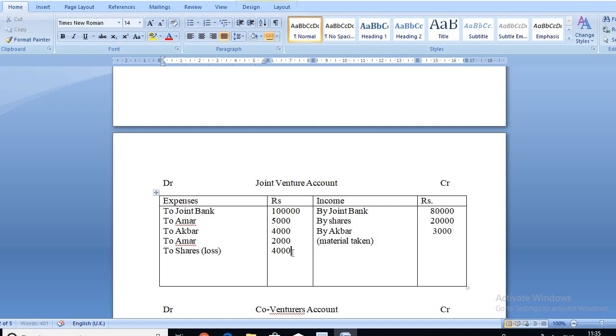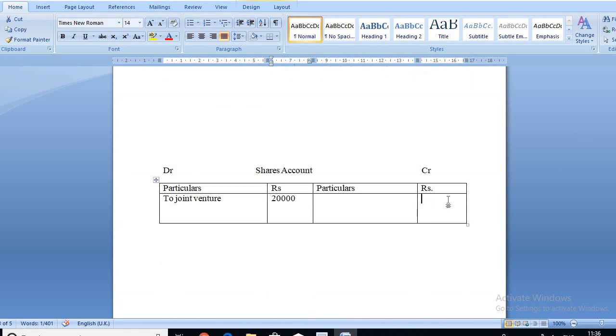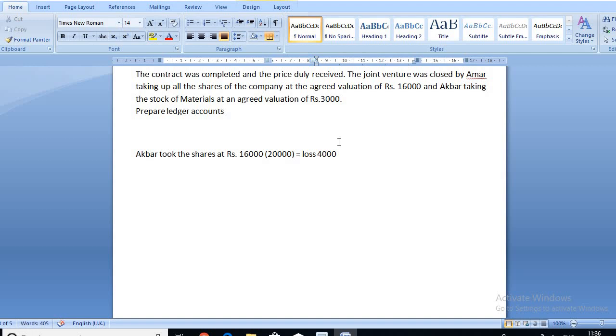Now, one aspect is over. Now, cross-posting, because for every transaction we have two aspects. Your shares is debited, so in the shares account, make a credit entry of 4,000 by joint venture account. So we have treated the loss transaction.